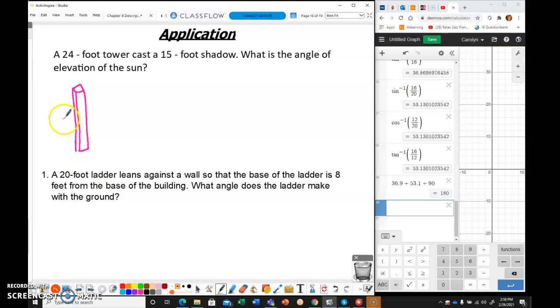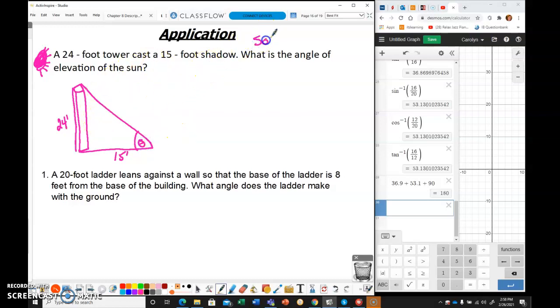It's a 24-foot tower, and it casts a 15-foot shadow. So here's the shadow. What is the angle of elevation of the sun? Well, if you remember, the sun's up here, and the angle of elevation is what it makes with the ground because the person is looking up at the sun. So this is my missing piece.